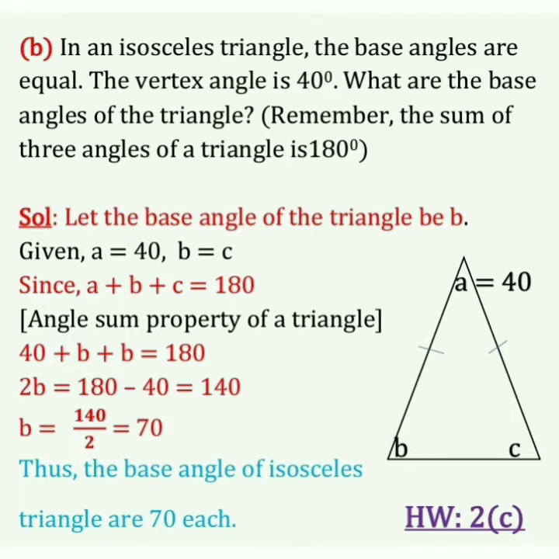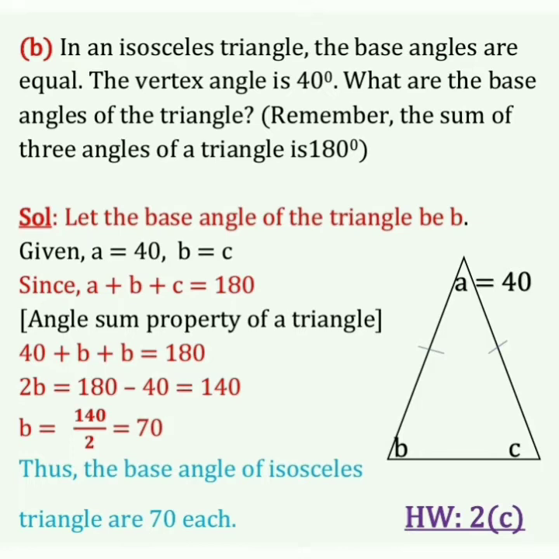Students, please see the diagram. Here the isosceles triangle ABC is given. Isosceles means two sides are equal. That is, side AB and side AC both are equal. That's why angle B and angle C are also equal.